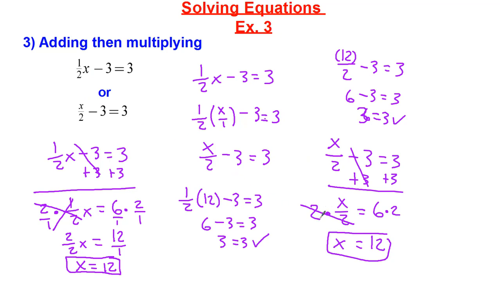Would you rather just write a 2 here and then cancel it out? Or would you rather put 2 over 1 and then just multiply that through? Okay? So just understand that they're both the same thing. Let's move on to our final example.